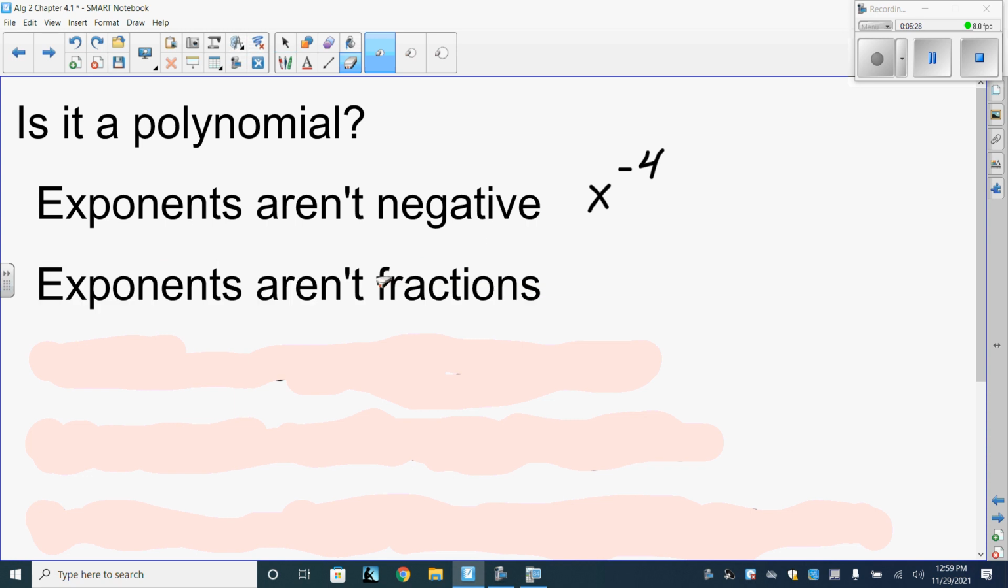Another thing is that the exponents cannot be fractions. So we can't have x to the 2/3. Exponents are not fractions for it to be a polynomial function.